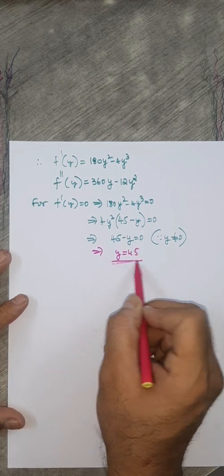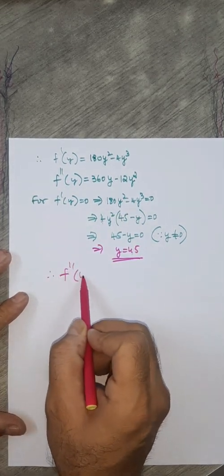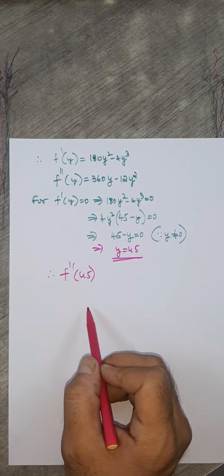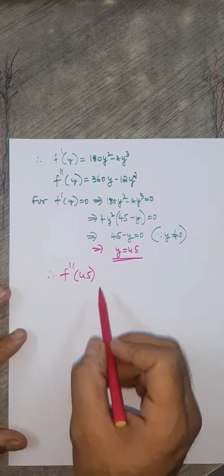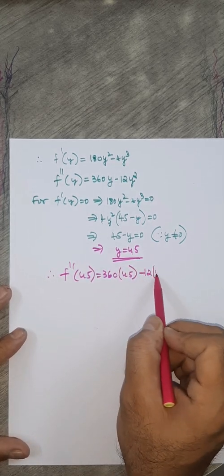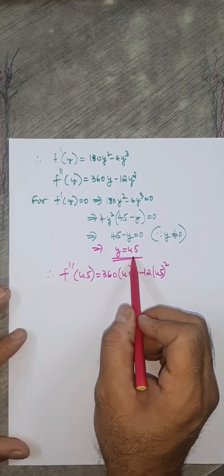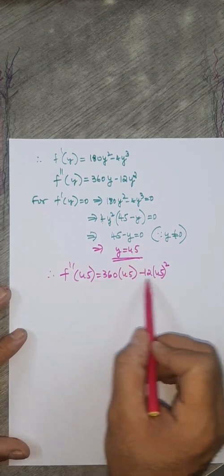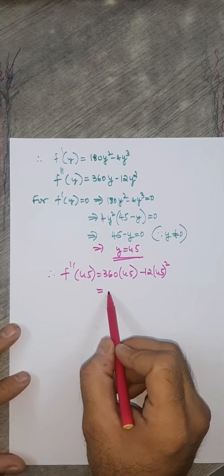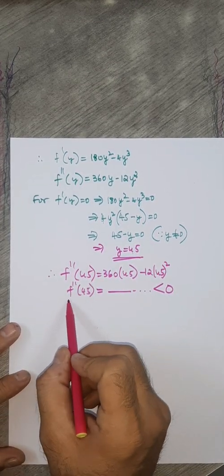Now what you need to assure, this is a turning point. You need to show that at 45 the double derivative should indicate a maximum, no? So it should be negative. You are asked for maximum product. So I'll put y equals 45 in the double derivative. So here 360 into 45 minus 12 into 45 whole square. I just need to assure that at 45 the double derivative should be negative. That's what you need to show. So I leave it for you. Just calculate this. It has to be less than 0. Right? So at 45 double derivative is negative.